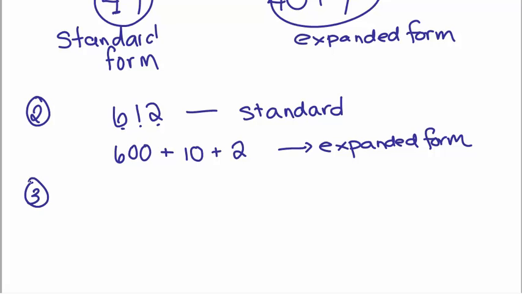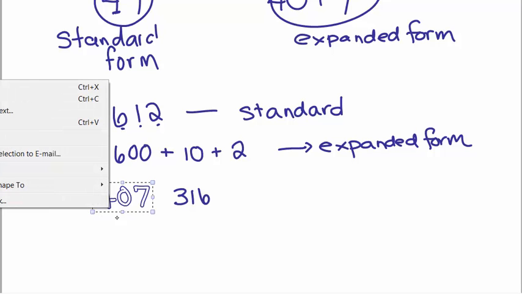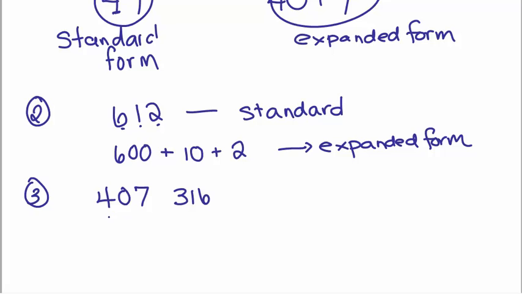Another example very similar to that, but with a larger number, 407,316. So in this one, we again start with our largest value, which is our 400,000. So we will write 400,000 plus. Now here we don't have any 10,000s, so we can write 0 since we don't have any, or we can just leave that out. Plus, and then we have 7,000.